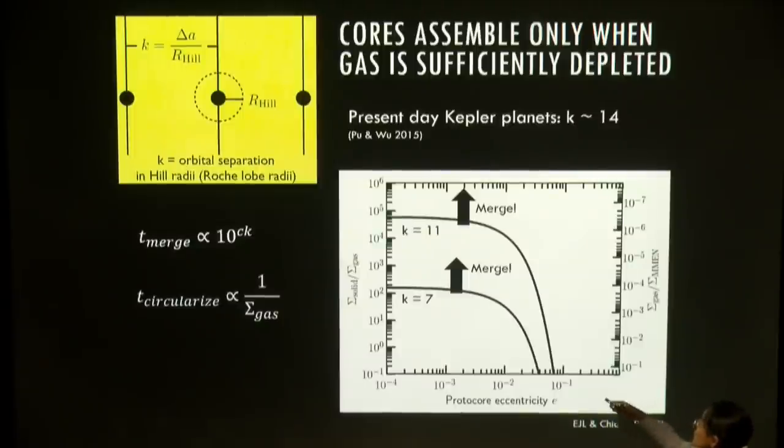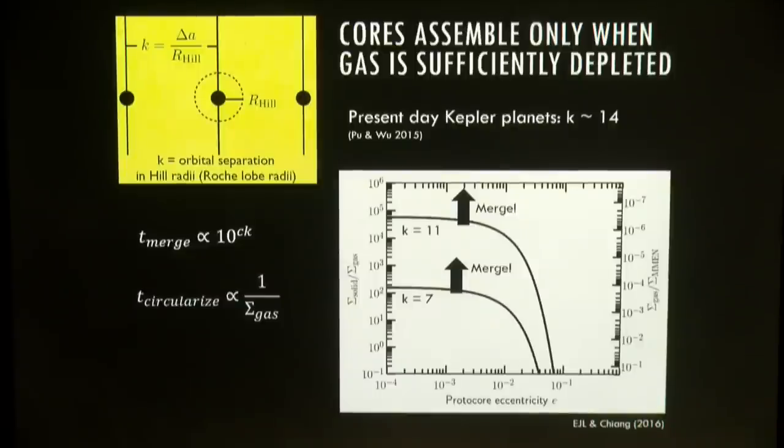So this plot is showing the required level of density depletion on the right and the corresponding solid to gas mass ratio on the left. If you want to form these mergers, then at minimum you need to deplete the gas by about 4 orders of magnitude with respect to the minimum mass extrasolar nebula, which, by the way, is pretty much a minimum mass solar nebula. They only differ by a factor of 5. So you need to deplete the gas by 4 orders of magnitude with respect to the typical solar value.